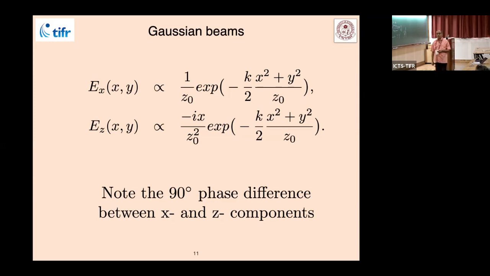It can be in a Gaussian beam. It can be in any other wave. We have given the examples only for two cases: one is the evanescent wave, the other one is the Gaussian beam. But I claim that this is a generic phenomenon.